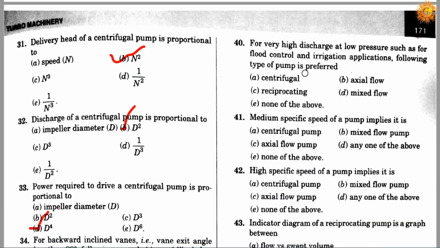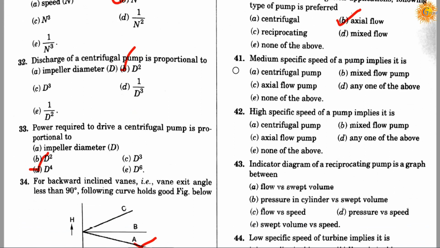Question number 40. For very high discharge at low pressure, such as for flood control and irrigation application, the following type of pump is preferred: option A centrifugal, option B axial flow, option C reciprocating, option D mixed flow, option E none of the above. Correct answer is B, axial flow pump, used for irrigation or flood control.